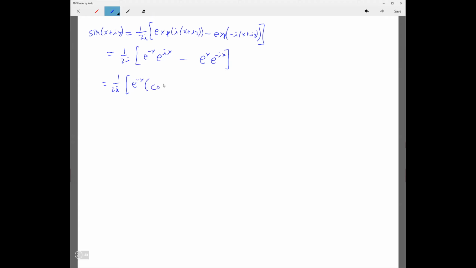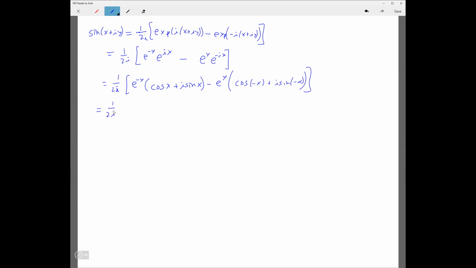Oh well, it's cosine x plus i sine x. So it's just a theta replaced with an x, right? And it's e to the y, and then this one is going to be cosine of negative x plus i sine of negative x. Okay.